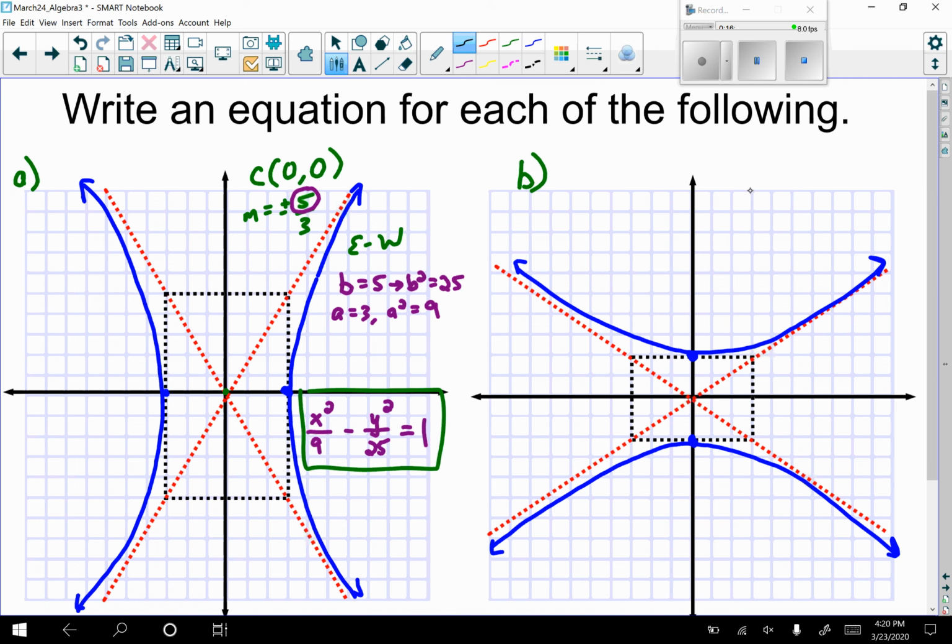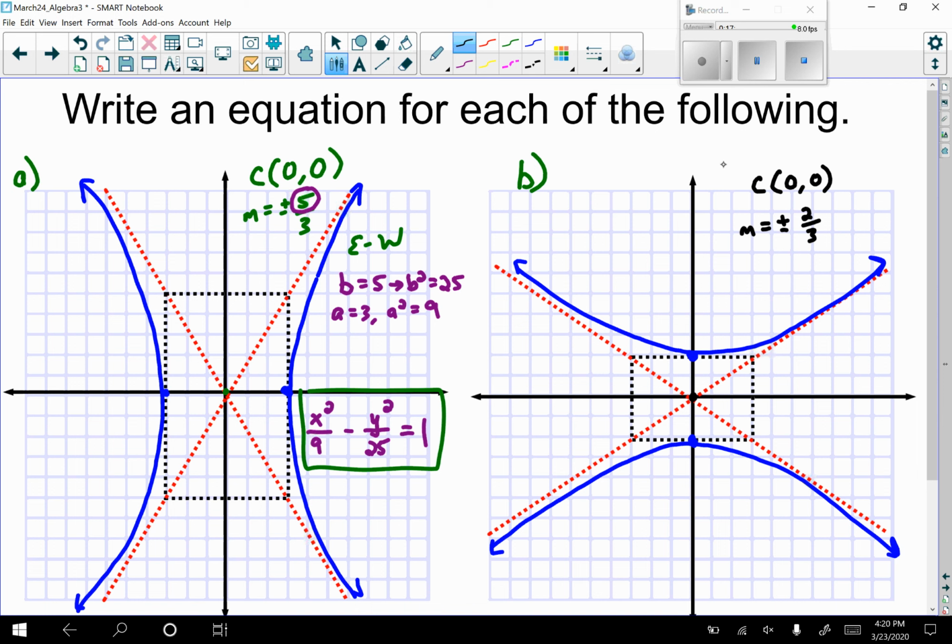All right, for B, again, our center is at 0, 0. Our slope is going to be plus or minus, if we count from the center, we're counting up 2 over 3. One thing I will point out, if the slopes happen to be able to be simplified, we don't want to do that because then that's going to change the size of our rectangle. So if we happen to get a slope of 3 over 3, we want to leave it like that because we definitely have to count up 3 over 3 in order to draw the size of our rectangle. So in this case, slopes do not simplify.